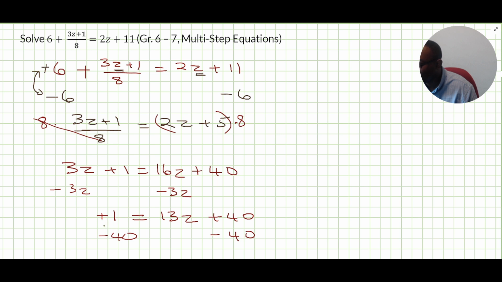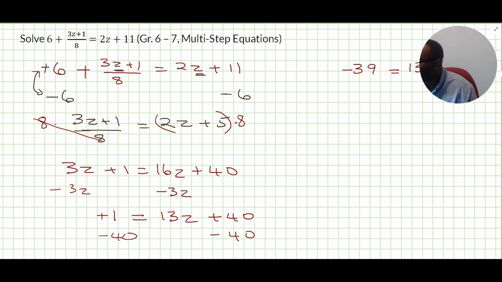Like we said earlier, because the signs are different, you just go ahead and perform your subtraction. So 40 minus 1 is 39. What is the sign on the larger number? It's negative. So negative 39 equal to 13z.